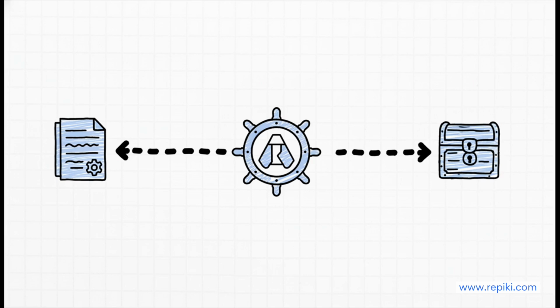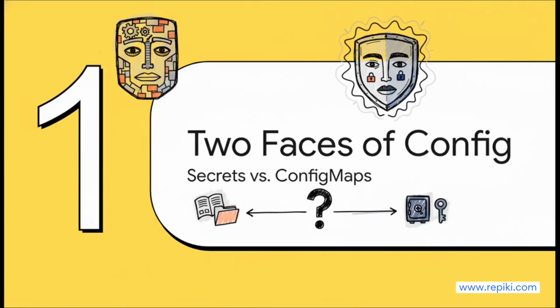And if you look at them on the surface, they seem almost identical. They both hold key value data. But trust me, how you should use them, well, they couldn't be more different. So let's really break down these two faces of configuration, your Secrets and your ConfigMaps. Because getting the difference between them is absolutely fundamental to using Kubernetes securely.